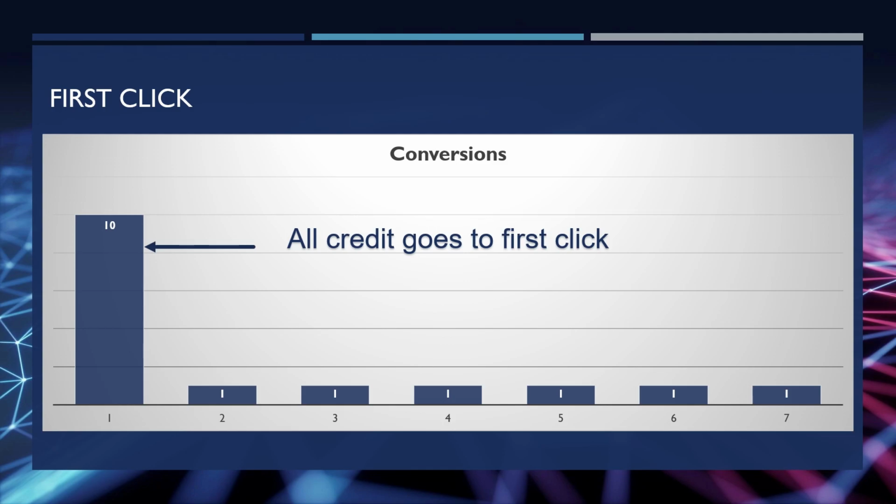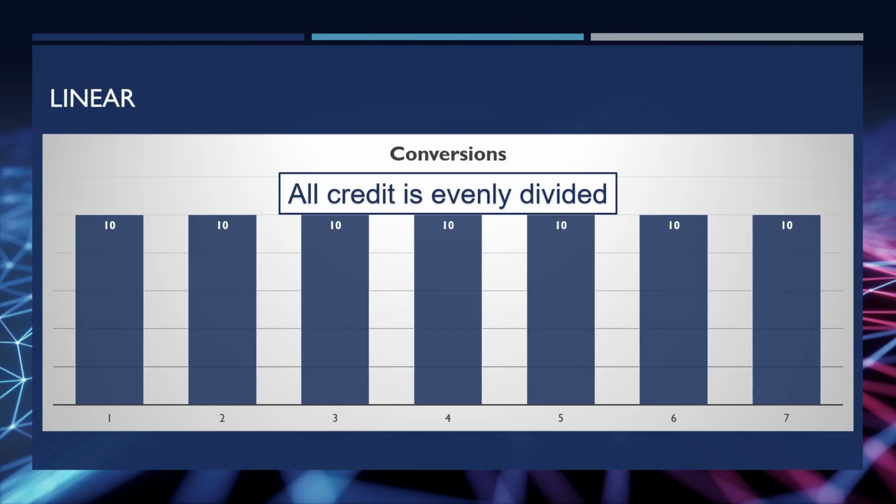The next one is linear. So in this case, the credit is evenly divided for the conversion equally across all the clicks on the path. So if there were 5 clicks that resulted in the conversion, then the credit will go to each of those clicks. So that's linear model.